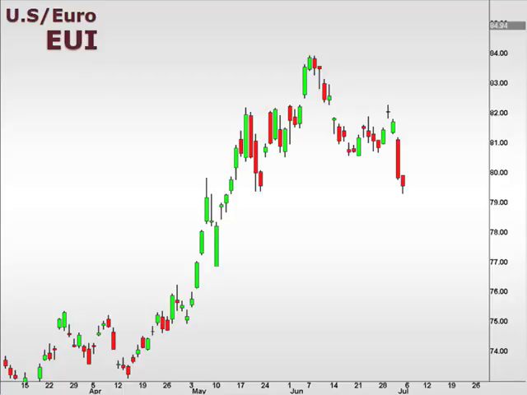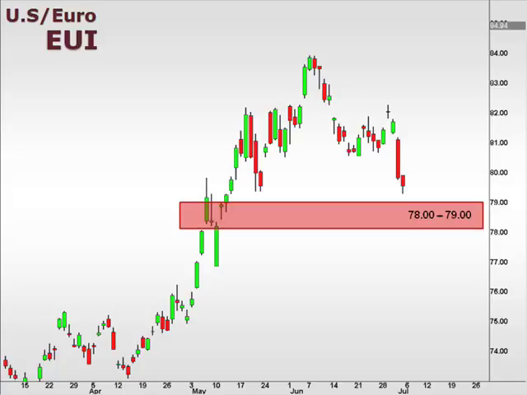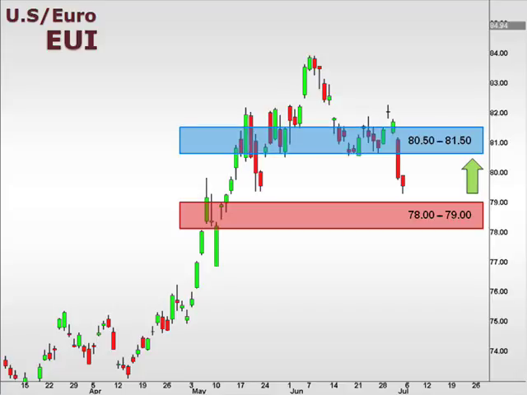Well, the US dollar took a major tumble against the euro as the EUI broke below 81.5 and currently makes its way to test support at the 78.79 focal zone. Although a test of 79 is a high probability, we are open to a retracement higher from the current level after such a volatile move.